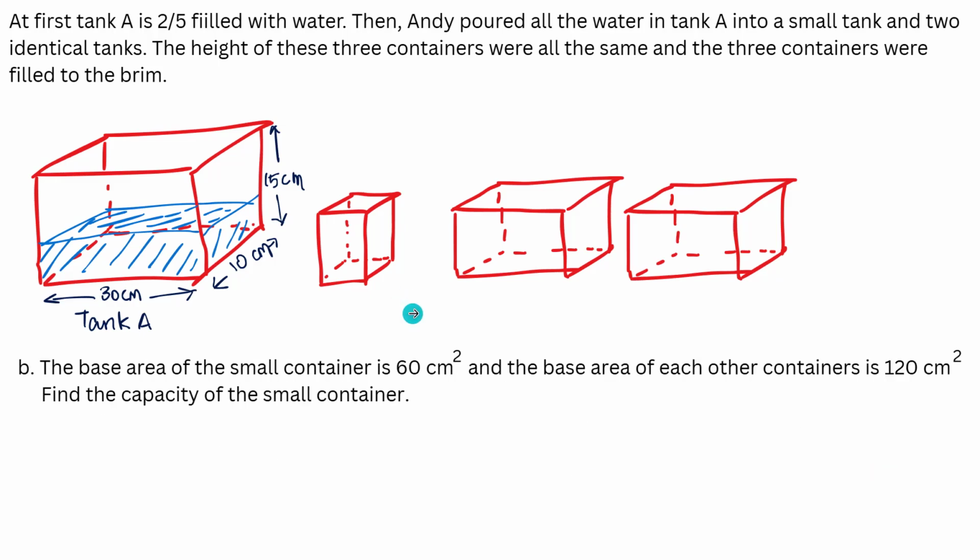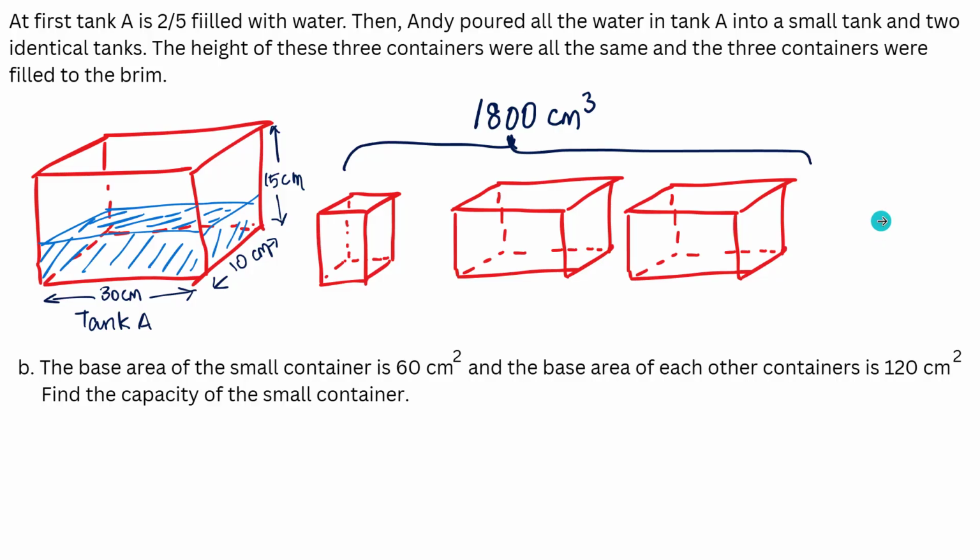The second part of the question is the base area of the small container shown here is 60 cm square, and the base area of each of these identical containers is 120 cm square. Find the capacity of the small container. Now let's identify what all we know. This whole volume of water is poured and this fills these three containers, which means that the volume of the three containers together is equal to the volume of the water, which we found out to be 1,800 cm cube. So that's the total volume of all three.